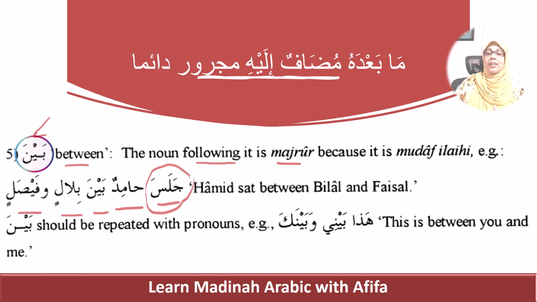Baina, between, and what comes after baina, as you can see, is majroor. That's why it's Bilalin with this double tanween kasra, and waw joins it. Faisalin, again, it is majroor because it came after baina, right? Faisalin. Okay, and another sentence here is Hadha baini wa bainaka. It means this is between you and me.